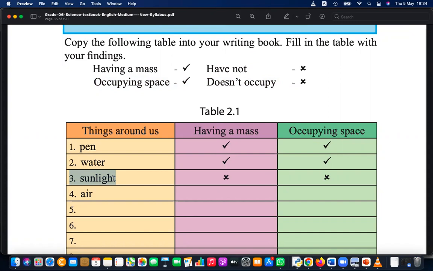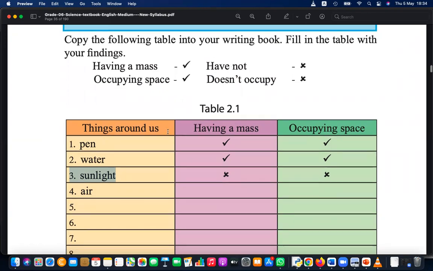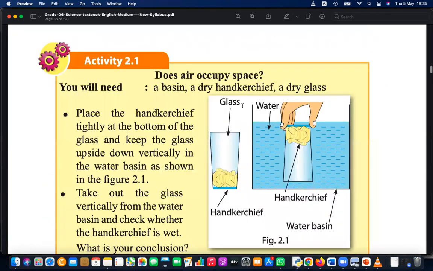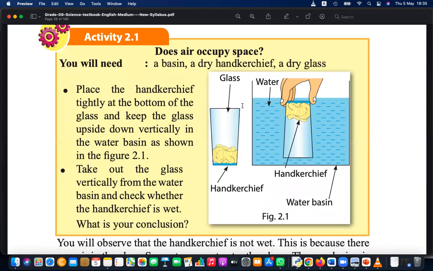But for the moment, just remember things like the sunlight and waves. These are not occupying any space, as well as not having mass. For the moment, you can think about this categorization. But the things around us like pen, water, air, those are having mass and occupying space. We did a small practical to learn about that.